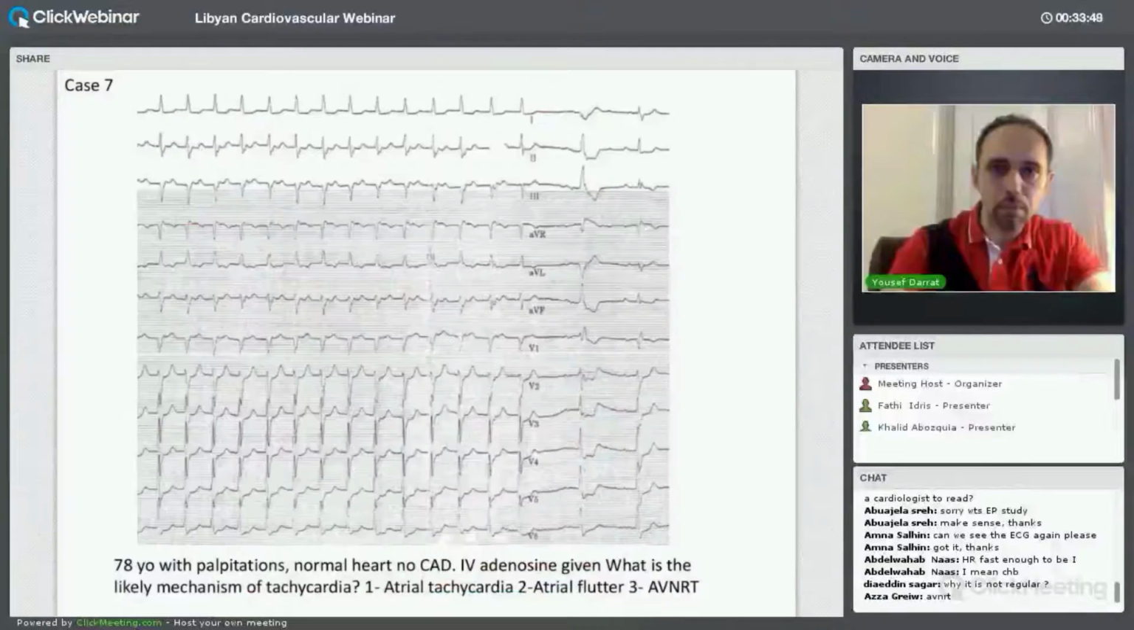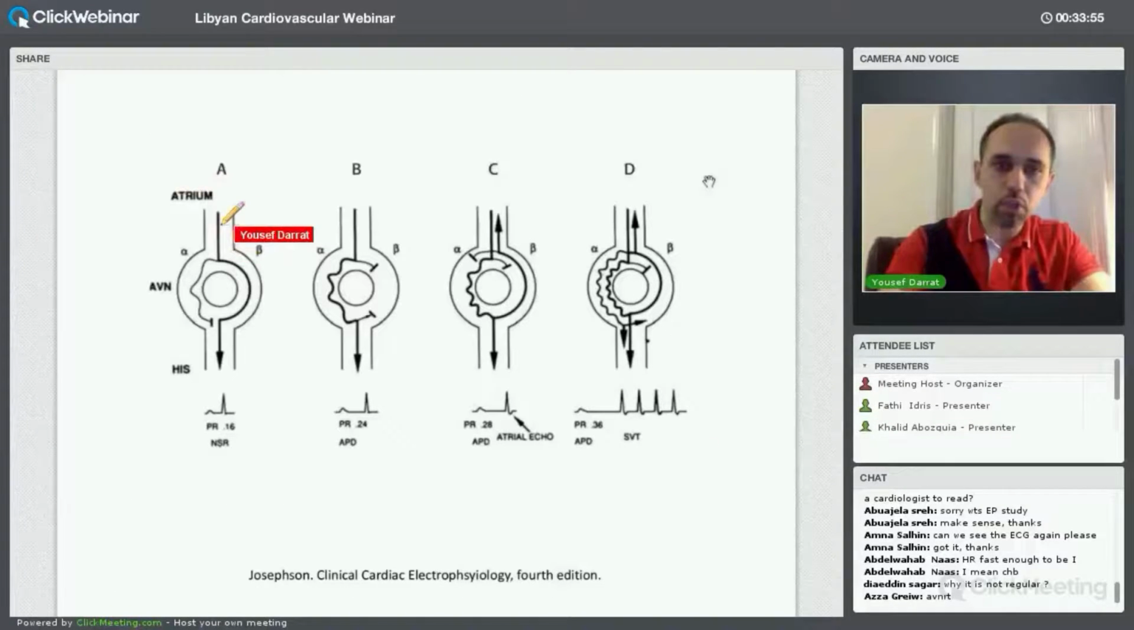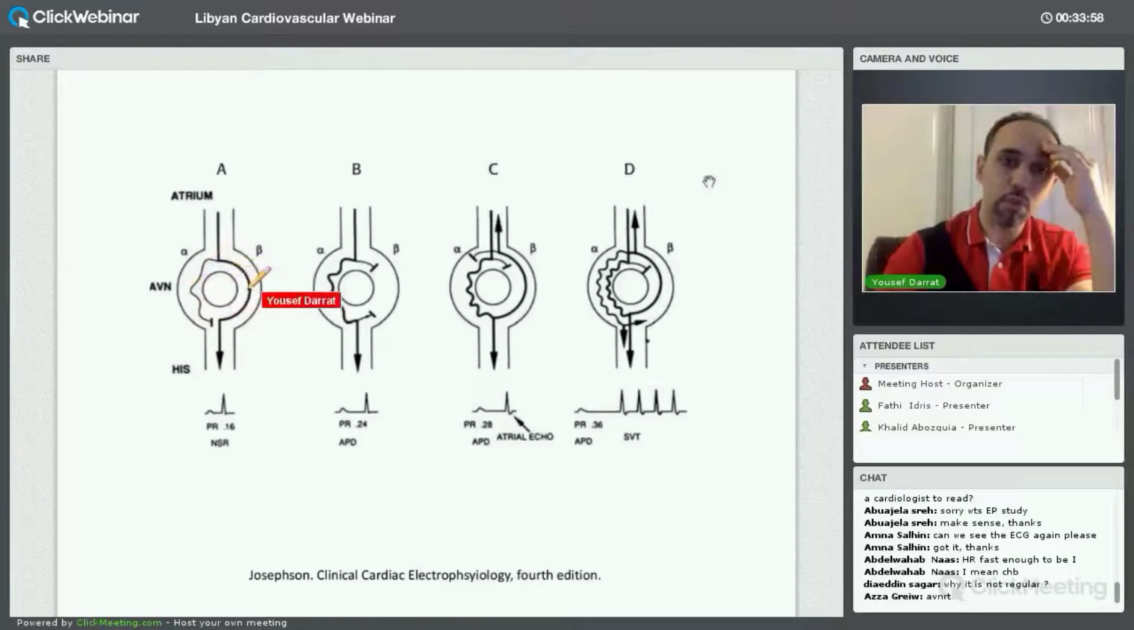I had a few more cases, but I'll just go over the slide to show this, that patients with AVNRT have dual AV nodal physiology. There's a slow pathway and a fast pathway. And what happens in patients with AVNRT is that a beat gets conducted down the slow pathway and up through the fast pathway, leading to atrioventricular reentry.